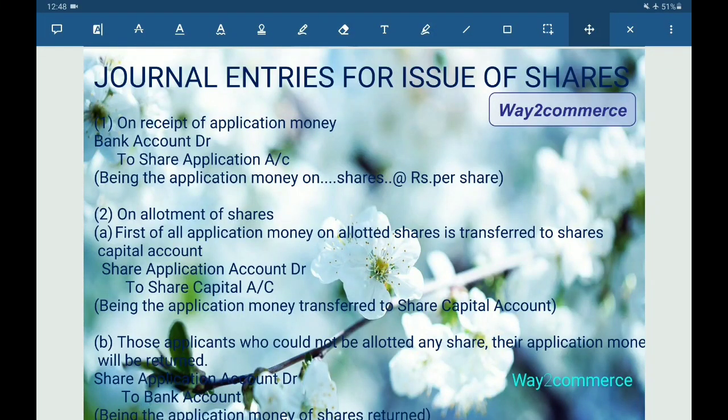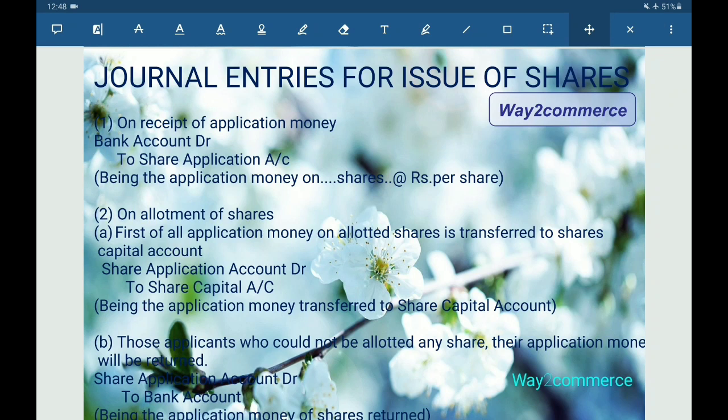Today we discuss journal entries for issue of shares. Our main objective is conceptual learning. Before understanding the concept, I will tell you that share application account, share allotment account and share capital account are personal accounts. What is the personal account rule? Debit the receiver, credit the giver. Okay. Now we go to the concept.